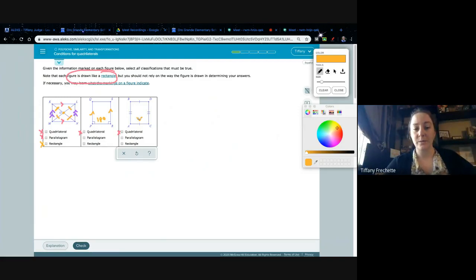This last one we have, if we go opposite sides, I have 1 to 1, and then I can go left to right here, and I have 2 to 2. So opposite sides are congruent. I know that is a parallelogram. All right, let's go ahead and click all of these and check.